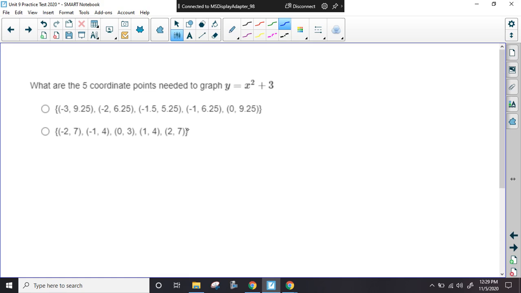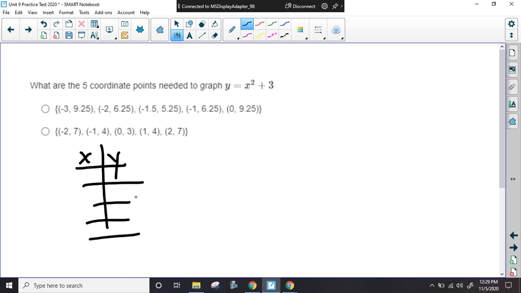I kind of like this one because I asked, what are the 5 coordinates that you needed to do this? You only really needed to find one of the points. You know how when we were graphing the other day, we had our x, y, and we had to have 5 points. Technically, the only thing you need is the vertex, because it's a multiple choice type question.